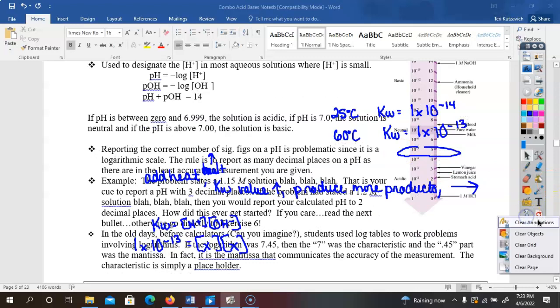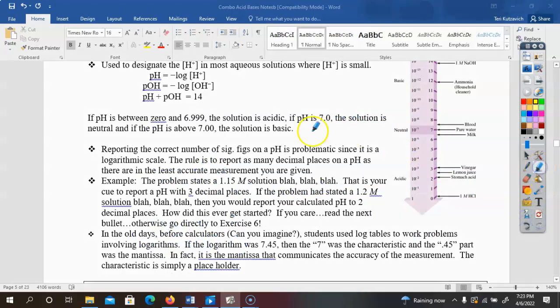All right, some very, very important equations here. pH equals negative log of H plus. pOH equals negative log of OH negative. And pH plus pOH equals 14. You can use that scale right there to look at the different substances that are acidic or basic. I'm not going to do that.